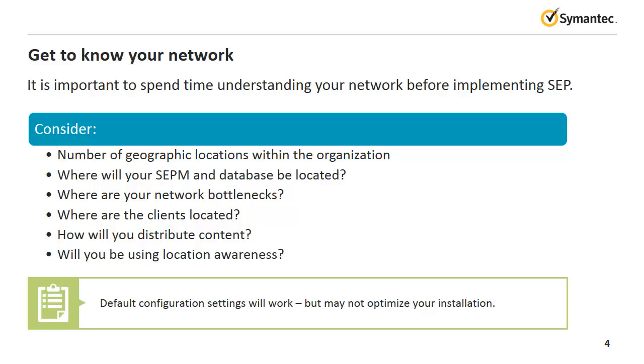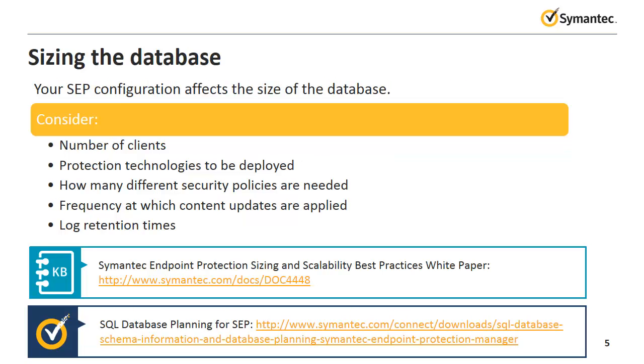This leads to the next question. Where will your SEPM and database be located? Do you have network bottlenecks? In remote locations with limited network connectivity, you can configure a group update provider to reduce HTTP traffic to the SEPM. Client location is also important because that dictates the type of policies you deploy as well as the content distribution method. Location awareness is a great way to deploy multiple sets of policies, especially for users that are out on the road.